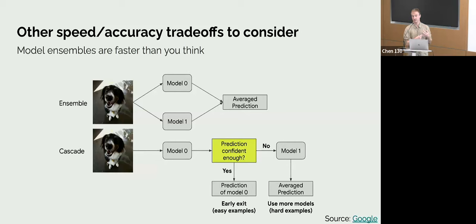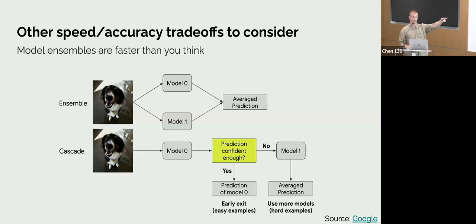So another way that you can do an ensemble type approach is called cascading. Instead of always running through the two different models, you can run your data through one model, check to see if you get a confident prediction, and if not, then run it through your second model and average the predictions.